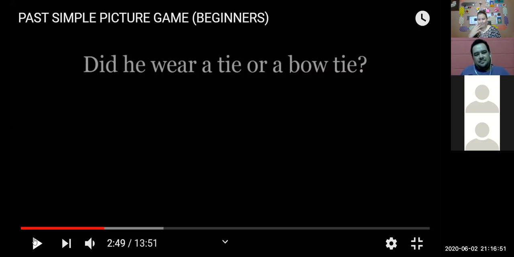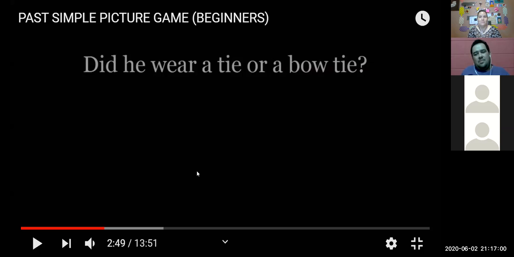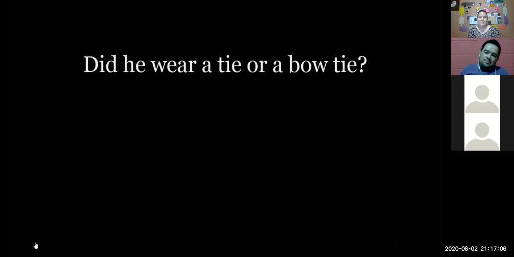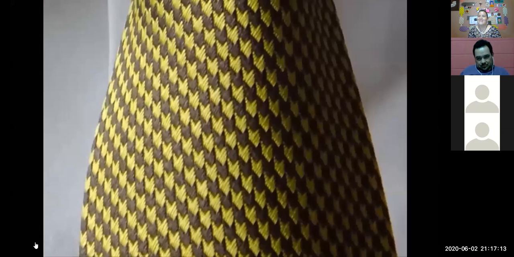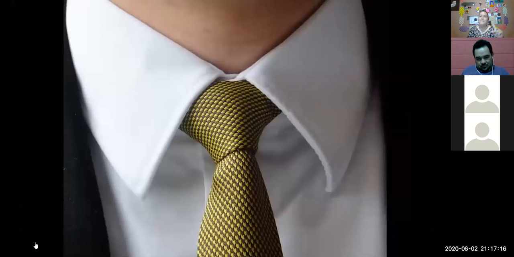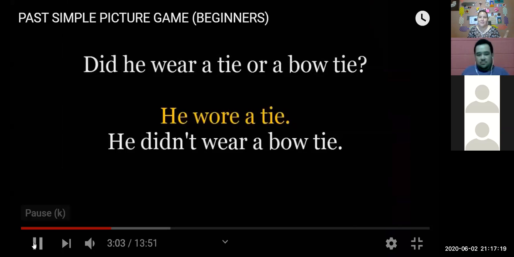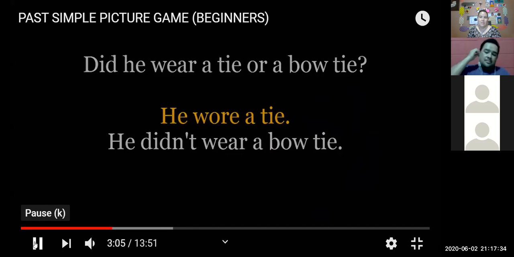What do you guys think? For a bow tie. And he didn't wear a tie. Okay. He wore a bow tie and he didn't wear a tie. Okay, let's find out. More virtual chocolates. He wore a tie, but he didn't wear a bow tie. So the past tense of wear is wore, like guerra, it's the same sound as war. He wore a tie, but he didn't wear a bow tie. Okay. And we say it again.